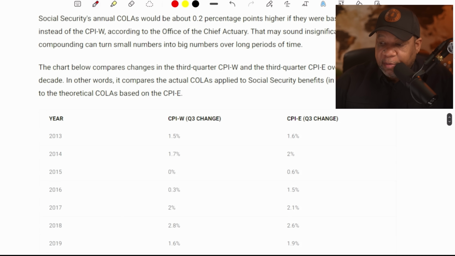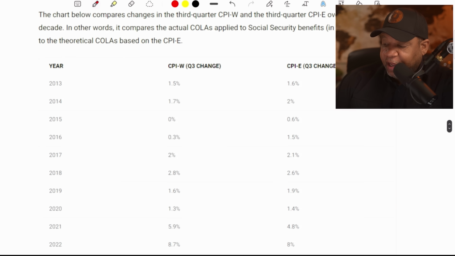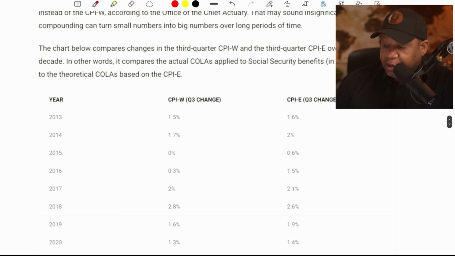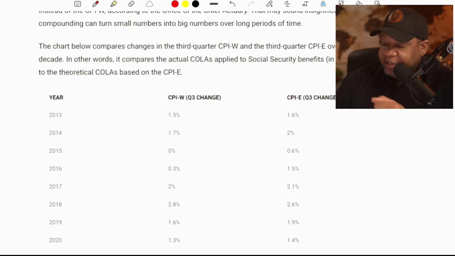Okay, so we know the categories, and we know that they're weighted differently when it comes to the CPI-W compared to the CPI-E. But when it comes to a money amount, what's the difference between CPI-E and the CPI-W? So what they've done is they went back for a decade, and in this information, they're letting us know exactly what the change would look like and how much the change would be. And so what they've done here over a decade is they've taken the COLAs and they're comparing the actual COLA that you received in 2013, and they're comparing that to if you use the CPI-E and not the CPI-W.